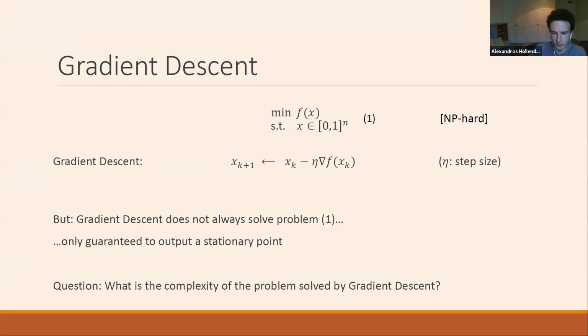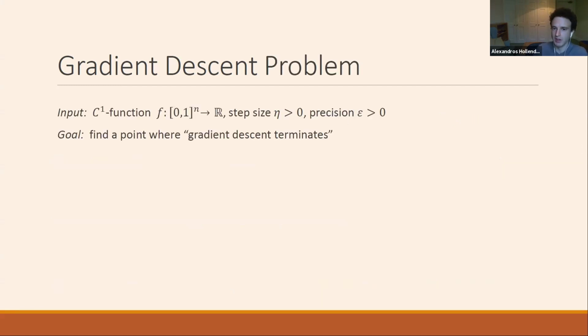Another way to formulate it is to say, okay, what is the complexity of finding a gradient descent solution? Or again, in other words, what is the complexity of finding a point where gradient descent terminates? If you want to study this question, you obviously have to formalize this somehow. So how do we formalize this computational problem? The input to the problem is going to be a continuously differentiable function on the unit hypercube. We'll also be given a step size eta and a precision epsilon. And the goal is to find a point where gradient descent terminates.